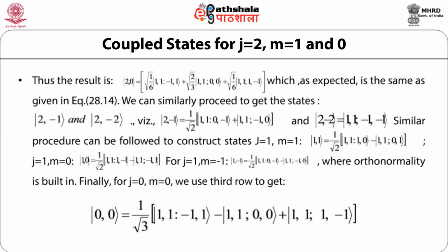And finally, for the state with the total angular momentum J equal to 0 and the magnetic quantum number M equal to 0, we use the third row of the tables for the Clebsch-Gordan coefficients and get the coupled state |0,0⟩ is equal to 1 by √3 times (state |1,1⟩ and |−1,1⟩ minus state |1,1⟩ and |0,0⟩ plus state |1,1⟩ and |1,−1⟩). So students, now let us summarize what we have learned in this module.